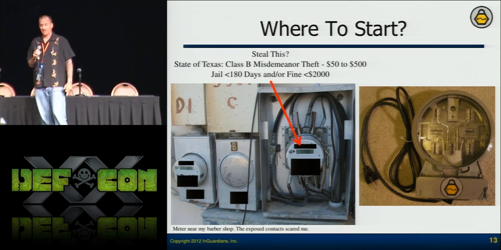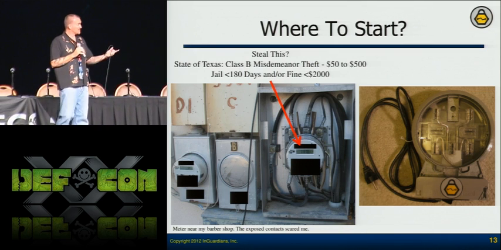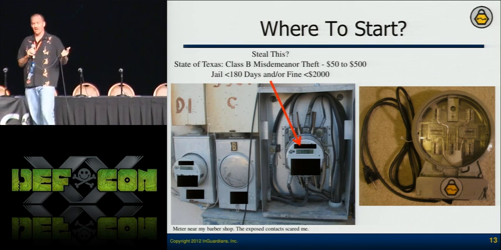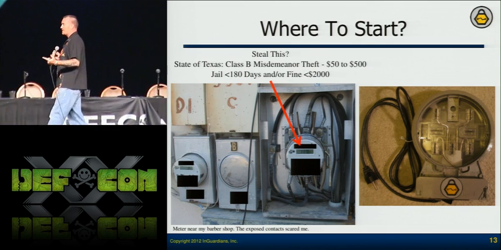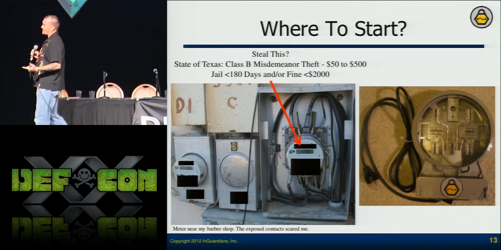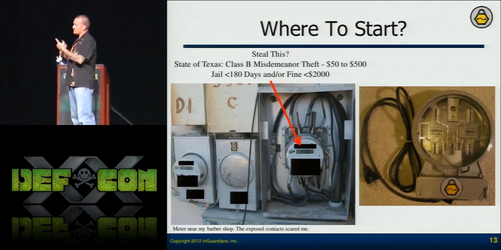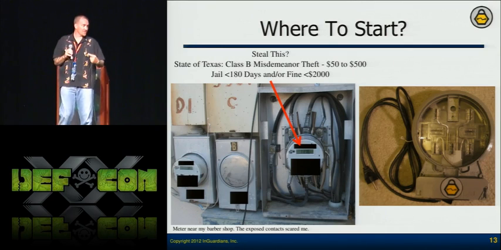But how are criminals going to get it? Well, they're going to pay some crackhead $5 to go out there and pull this meter off, toss it in the back of the truck, and drive off. But they can do it themselves if they want to. If they don't, then they have somebody else do it. This is really dangerous right here.